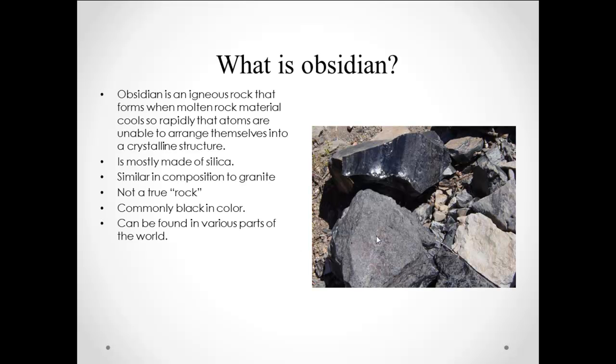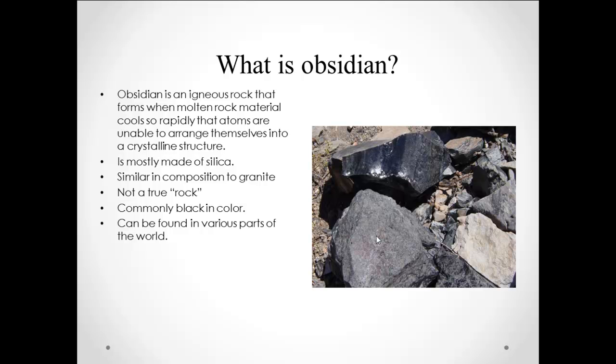So, what is Obsidian? Obsidian is an igneous rock that forms when molten rock material cools so rapidly that the atoms are unable to arrange themselves into a crystalline structure. And the reason for this is because the magma is very silica rich, so it's very viscous, really thick and pasty, so it doesn't really allow the crystalline structures to form.